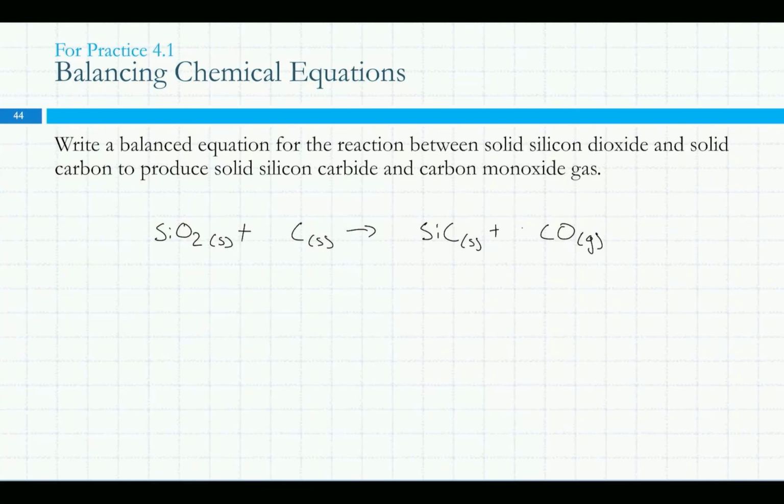So to balance the oxygens, I'll put a 2 there. And now how many carbons do I have? 3. So we've got 2 here, 1 there. So nice, easy 3. Okay.